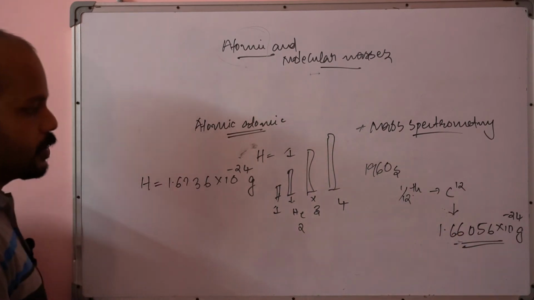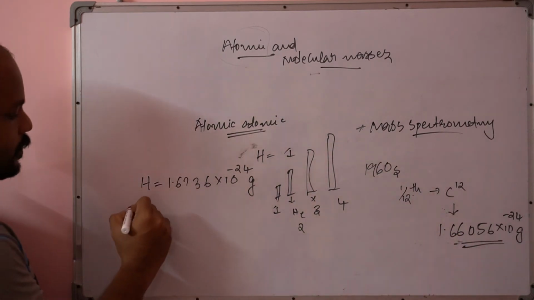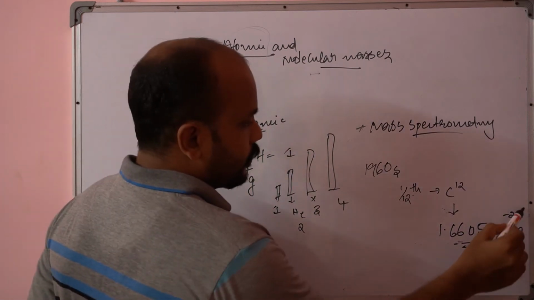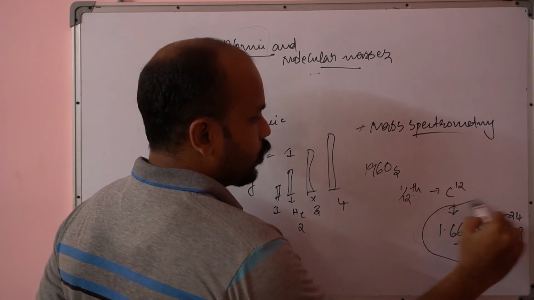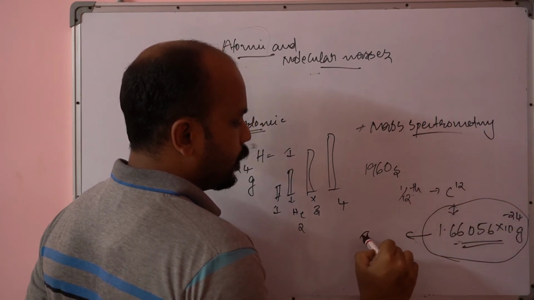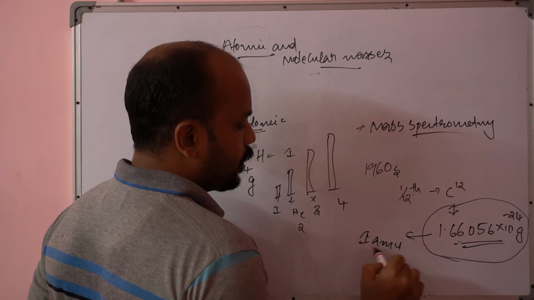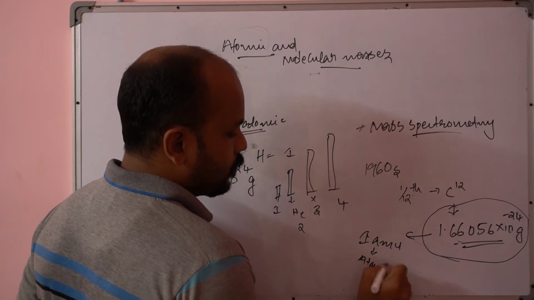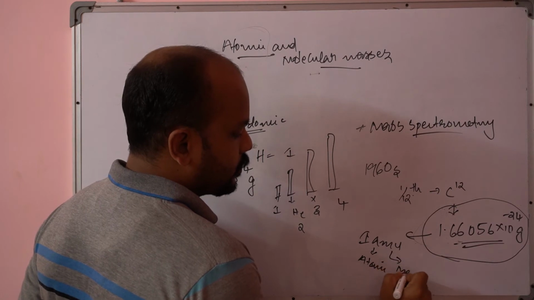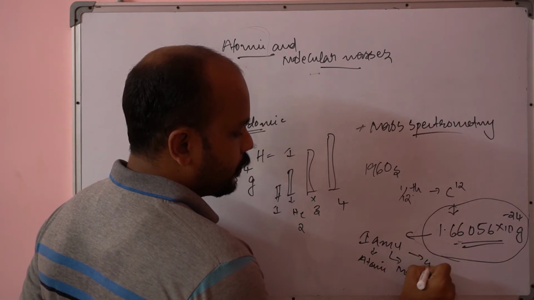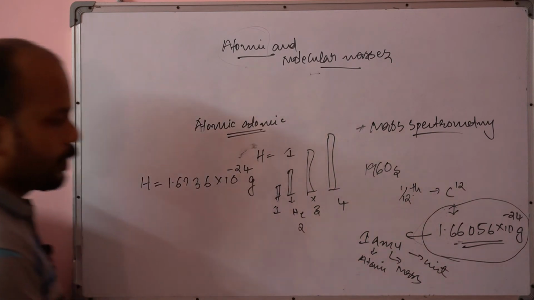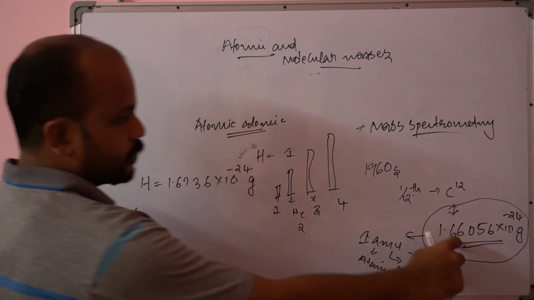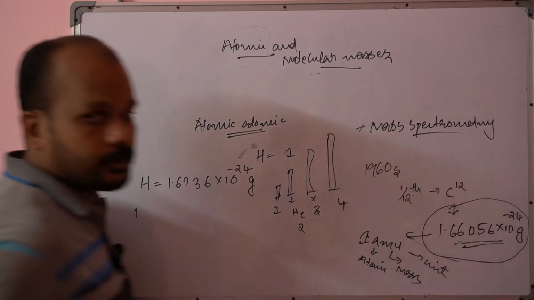As per this, one atomic mass unit, by the way, is also written as amu: A stands for atomic, M stands for mass, U stands for unit. So one atomic mass unit is 1.66056 into 10 raised to minus 24 gram.